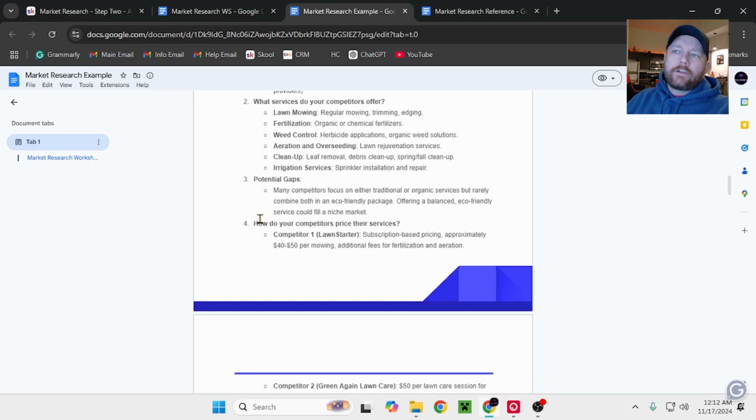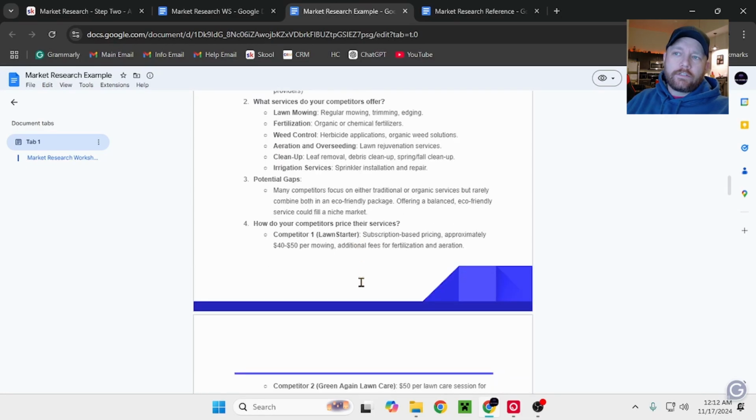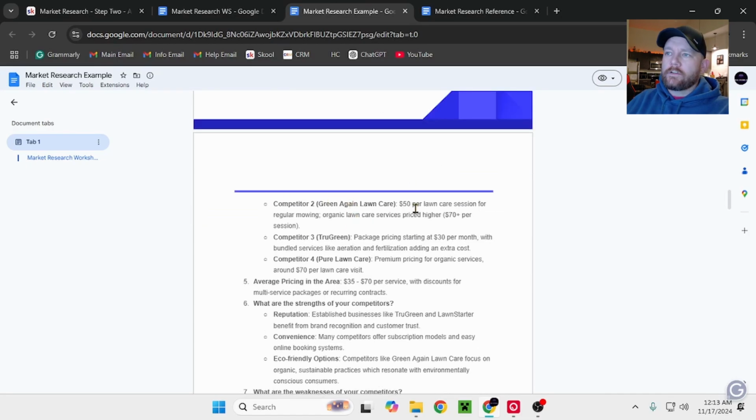And then how do your competitors price their services? So I've broken down our 5 competitors here and their different ways. Lawn Starter uses a subscription-based service. They're charging about $40 to $50 for mowing, and then additional fees for fertilization. Same thing for the other ones, right? So $50 lawn care session for regular mowing. Organic lawn care services are priced higher, $70+ per session. True Green has package pricing starting at $30 a month with bundled services like aeration, and fertilization adding an extra cost.